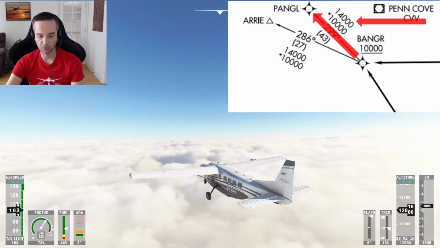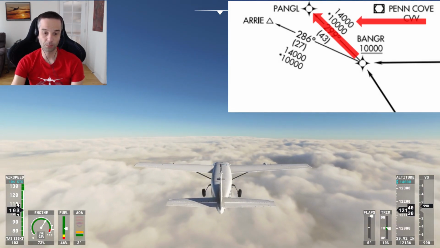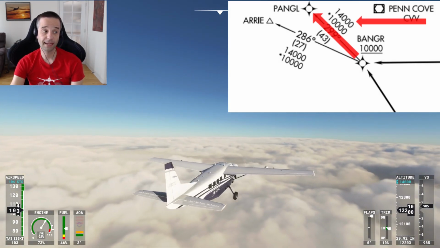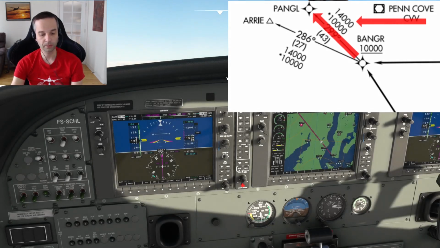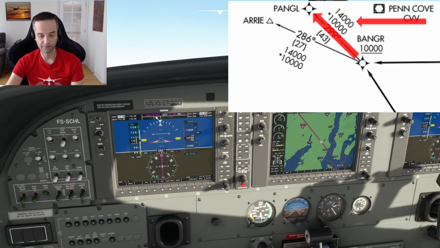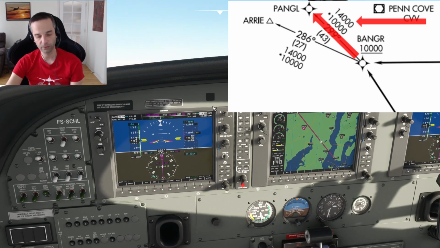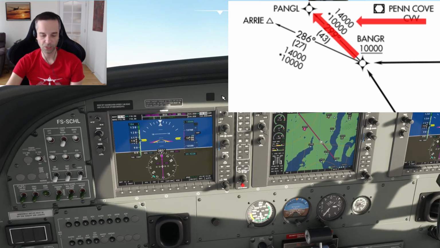and I'm actually going to be heading to the Pangle waypoint in my case, since I'm heading to the north to Port Angeles. If I were heading to a destination somewhere to the west, I'd probably be going to the Arry waypoint instead. You can see there's a lot of numbers below both of those different waypoints. I'm just going to break those down really quickly because there's a little bit of new information here.